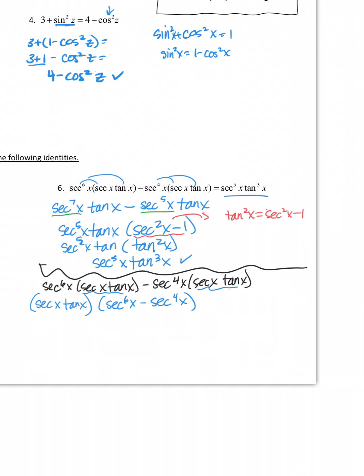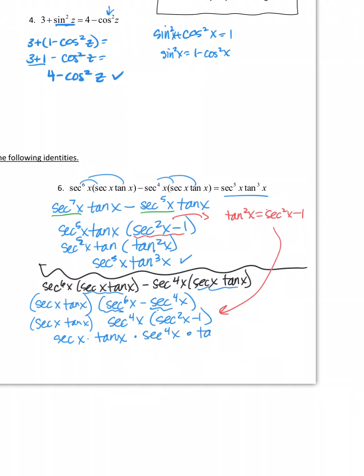All right. Now what can we do? Well, we can do a GCF on these two because you can take a secant to the 4th out of both, right? So I'm just going to move this over. And I'm going to factor out secant to the 4th of x out of these two terms. And that gives me secant squared x minus 1. And here we are again with that Pythagorean, right? We can just replace. So I have the secant of x times the tangent of x times secant to the 4th of x times tangent squared of x.